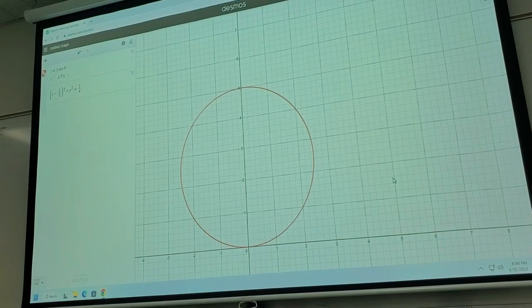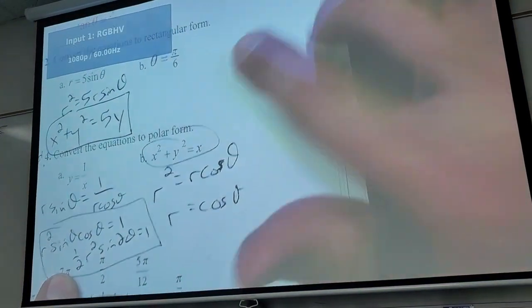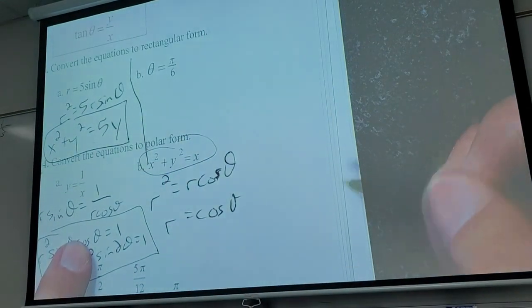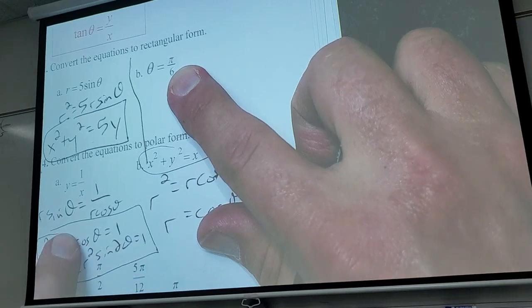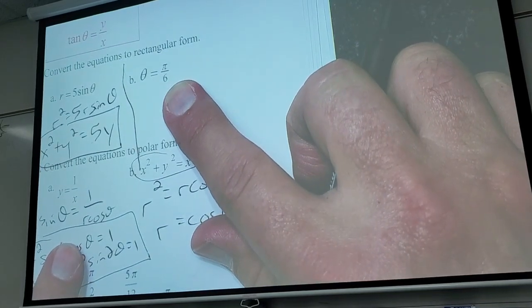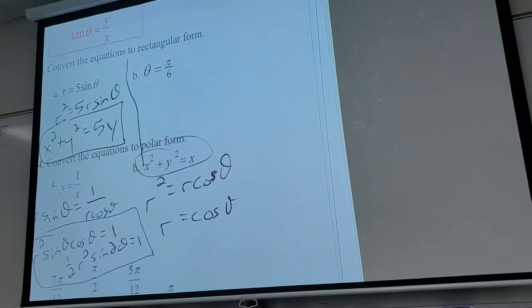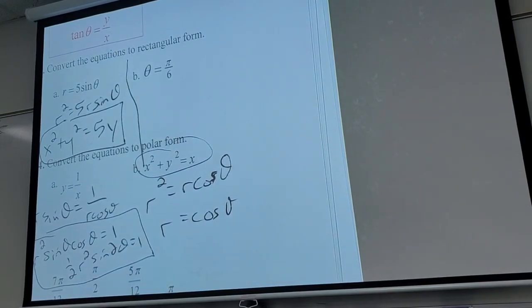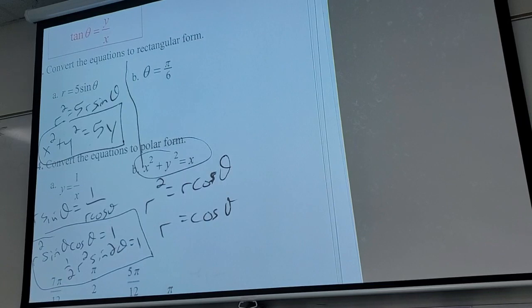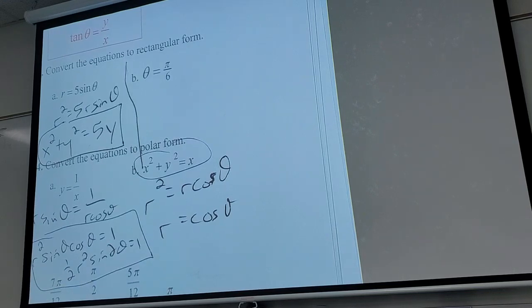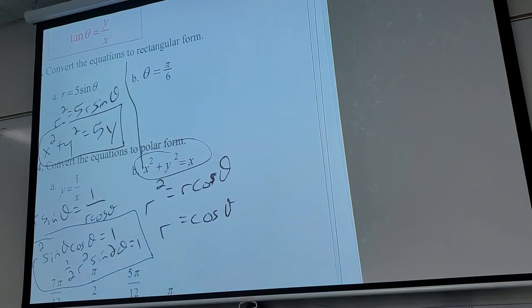Oh, that's the one that's a little more interesting. Let's see. We sort of talked about this earlier. You guys remember what this would be? It's going to be a straight line. What's the slope going to be?